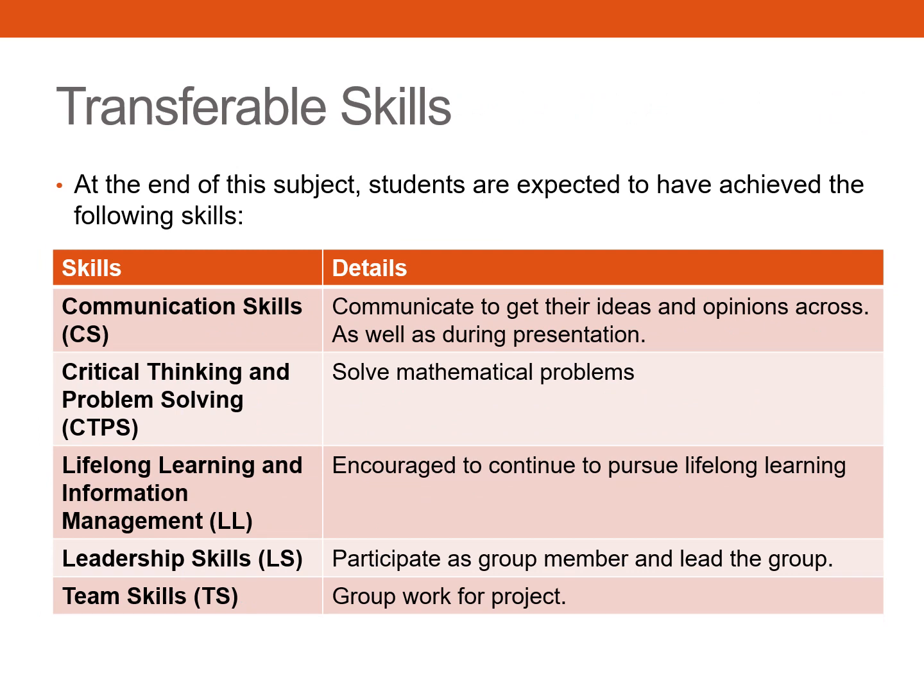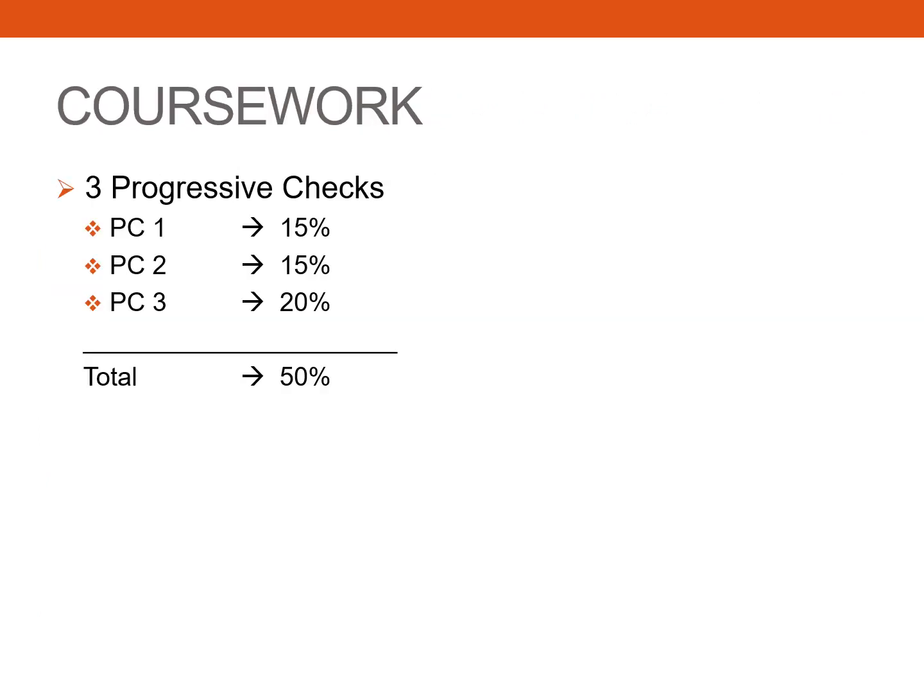So let's take a look at your coursework structure. You will have 3 progressive checks, 15%, 15%, and 20%. The first progressive check covers chapters 1, 2, 3, and will be in week 4, which is 3 weeks from now. Progressive check 2, which is 15%, covers chapters 4 and 5, in week 7. And 3 weeks later, you will have the last progressive check, covering chapters 6 and 7. Chapter 8 won't be tested in the progressive check. It will be given to you in your final exam.